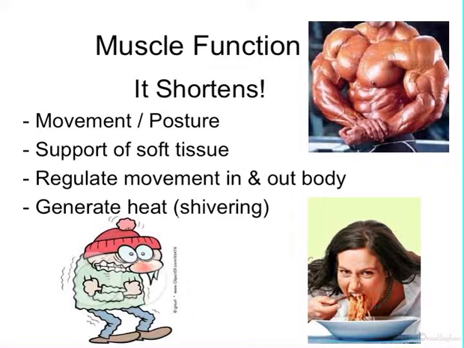We also use muscle to support soft tissues. For example, the stomach muscles protect the gut on the underside. We also use muscle to regulate movement of stuff in and out of the body. We eat, and then the food moves through the body via muscle function, and we process the food, and then we excrete whatever we don't need. But it's muscle that does that movement of the food through the body. We can also generate heat with muscle. For example, when we shiver, that generates a lot of heat. A byproduct of muscle contraction is heat.